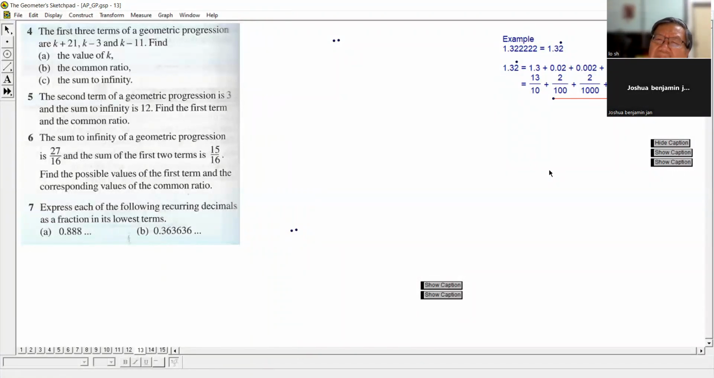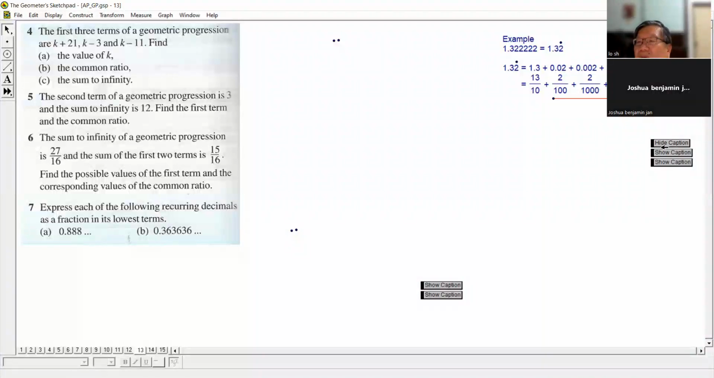Okay, now, how do we make this number into a fraction? I'm going to break this number into many parts. The number 1.3 I make one part, the first 2 I make one part, the second 2 another part, the next 2 another part. When I break it into many parts, I can see that the first number does not belong to a geometric sequence, but all the numbers behind it, which I underline in red, form a geometric sequence. So I can find the sum of these numbers from the first one until infinity. So far, can you follow? Can. Okay, very good.